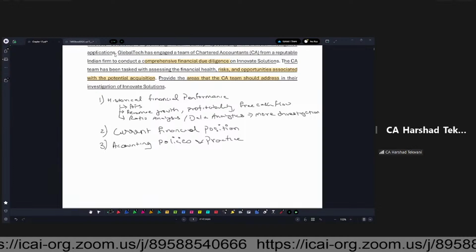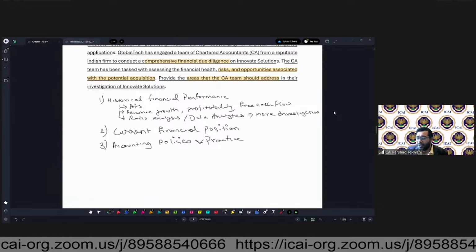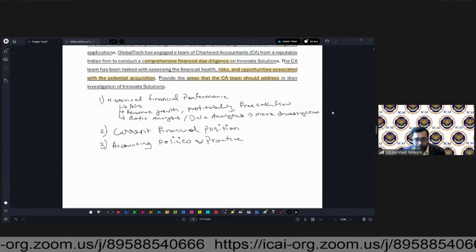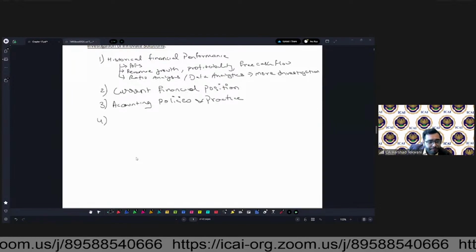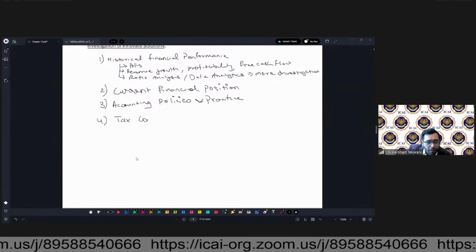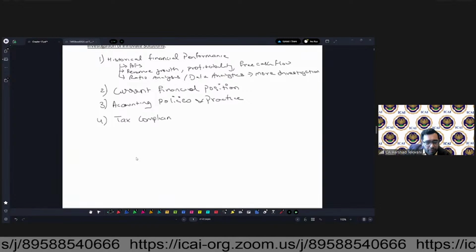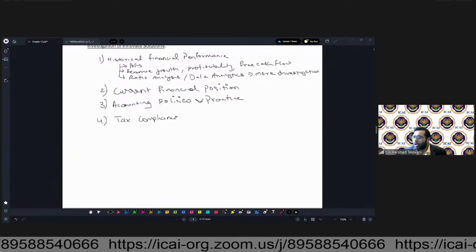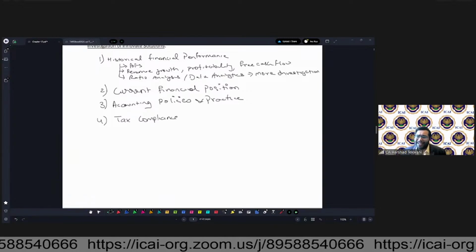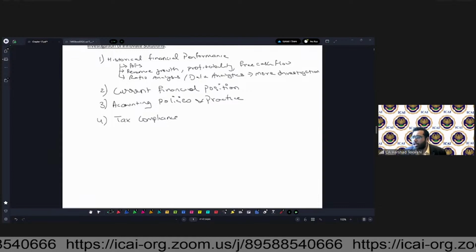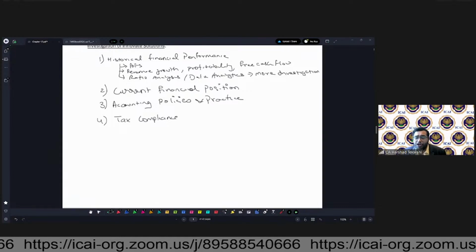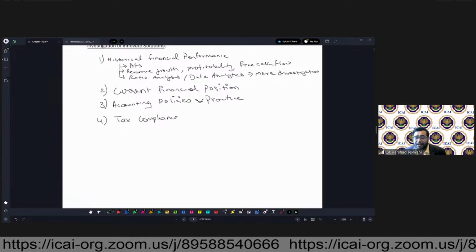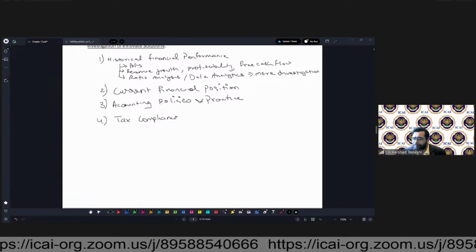Then comes the fourth area, that is tax compliance. So I will verify income tax returns, ongoing tax disputes, litigations, assessments that are going on, any liability or demand that is required to be paid by the company, all those things.